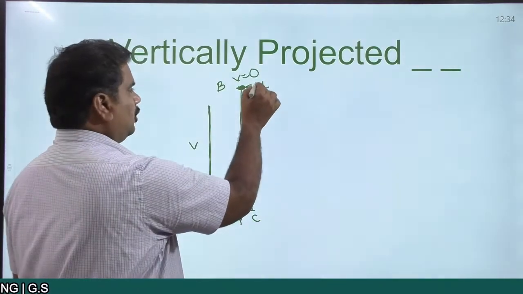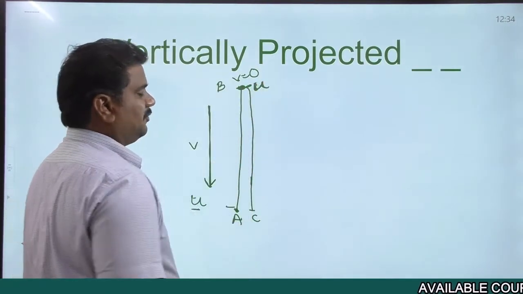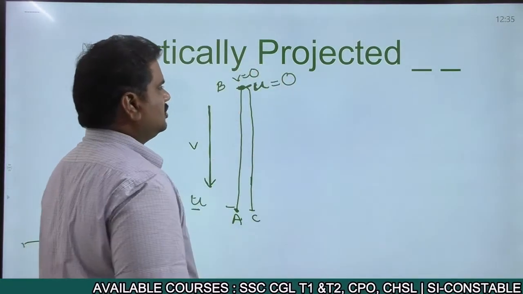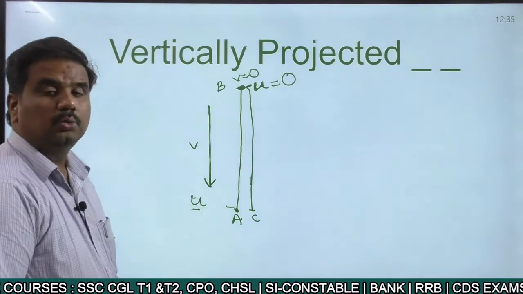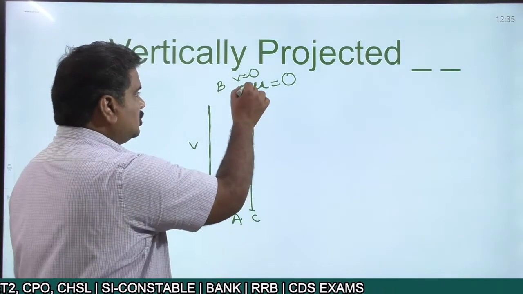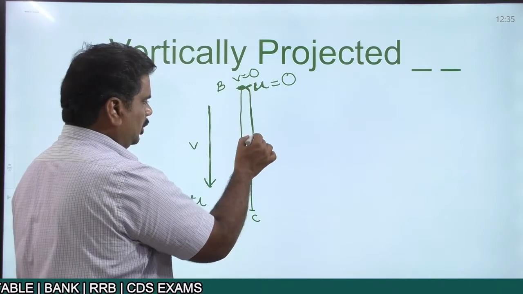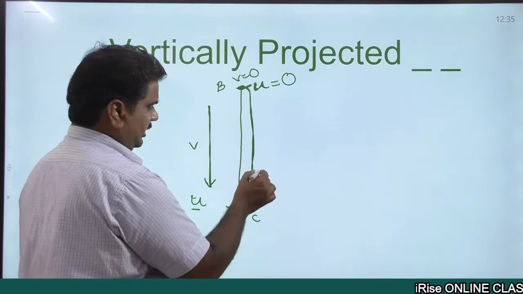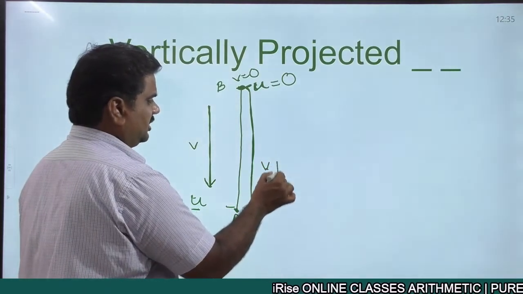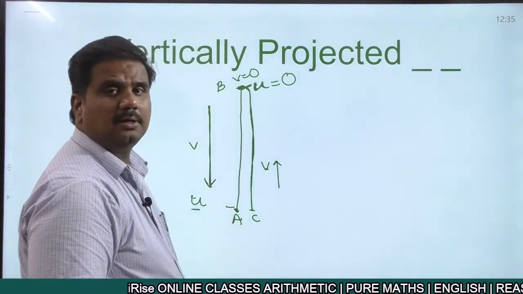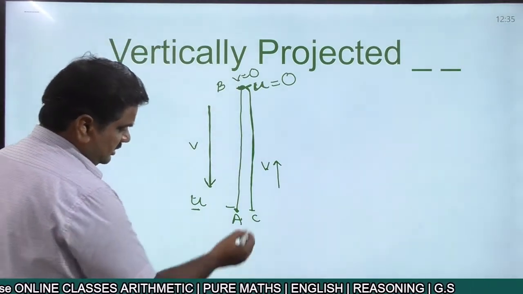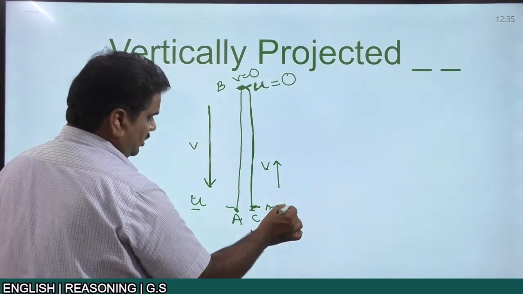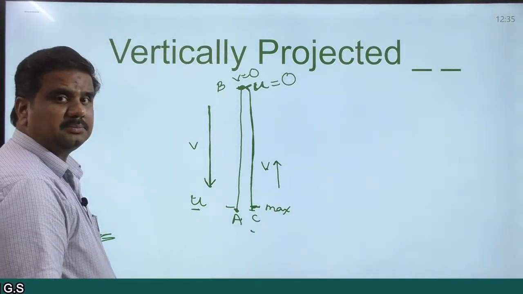At the starting point, the object is again simply behaving as a freely falling object. For all freely falling objects, the initial velocity is taken to be equal to 0. Then, as the object continuously moves in the downward direction, its velocity continuously increases. Just before it touches the ground, the velocity of the object is supposed to be maximum, right?